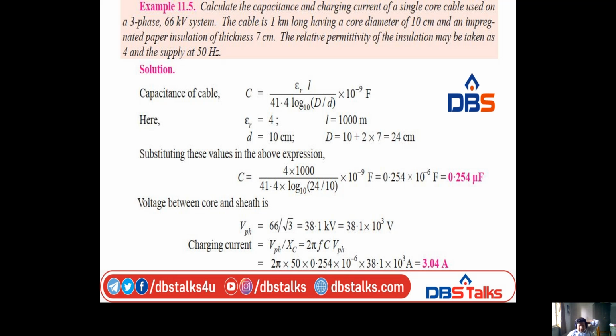Therefore, charging current is V phase by XC, that is equal to 2 pi F C V phase, 2 pi into 50 into 0.254, that is the C value, into 10 power minus 6 farad, into V phase 38.1 into 10 cube amperes. So therefore, charging current is equal to 3.04 amperes.